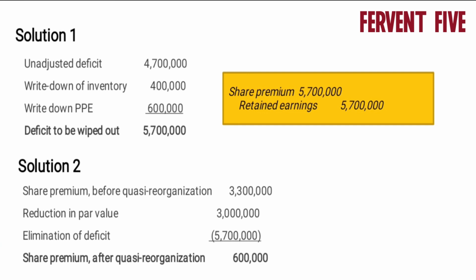So, solution for number 2. Dito sa number 2, tinatanong tayo kung magkano yung share premium after quasi-reorganization. So, let's start with the balance of the share premium prior to quasi-reorganization. Magkano daw siya kanina? 3.3 million. Next, ang reduction in par value ay papasok na siya sa share premium, therefore ma-add up siya. So, magkano na siya ngayon? 6,300,000. E, ginamit natin siya to wipe out the deficit. So, magkano yung win-wipe out natin? 5,700,000. So, magkano na lang share premium? That is 600,000.